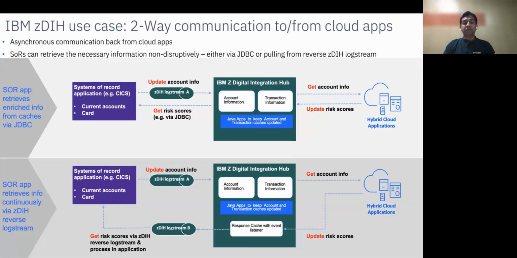If we talk about the second flow, here the one-way flow is the same. Account information is shared and our hybrid cloud applications are accessing that account information. But to share the risk scores back to the mainframe, we have another option here.